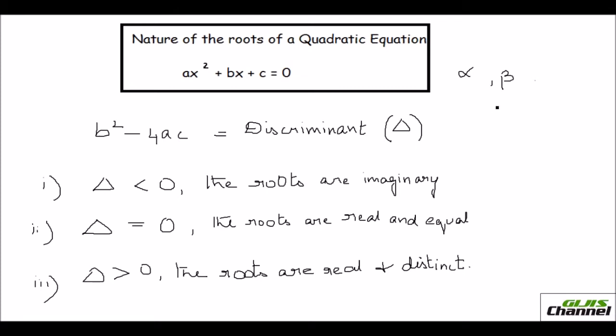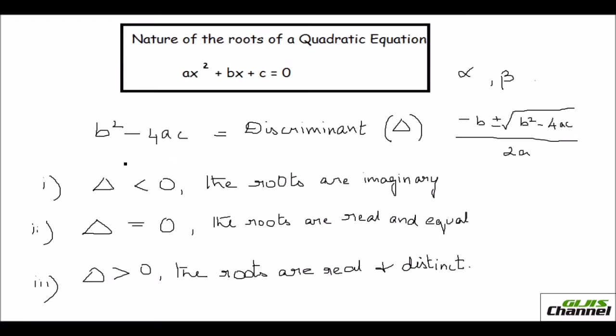But the nature of these solutions could be found out earlier, before solving the problem, just by looking at its discriminant. So what is the discriminant here? By discriminant we mean b squared minus 4ac, part of the quadratic formula, okay? We have the formula minus b plus or minus square root of b squared minus 4ac over 2a, right? This part, the part inside the square root, will be the discriminant.